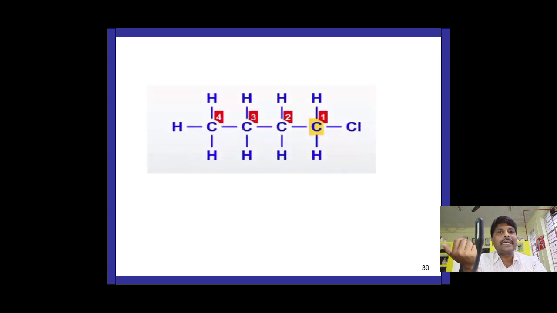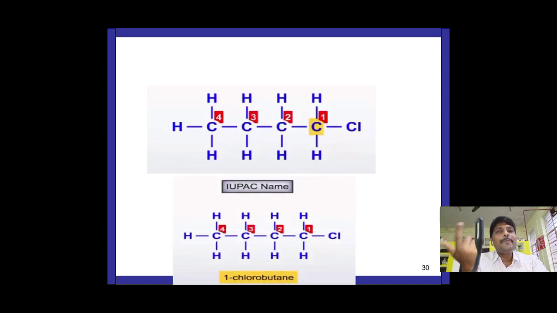Let's see the next example, the second example. Here, how many carbons are there, students? Yes, four: 1, 2, 3, 4. The highlighted yellow carbon is the halogen-attached one, so you start from that side: 1, 2, 3, 4. What is the root word? But. Any double bond? No. Any triple bond? No. So the ending is ane, butane. But a halogen atom is there. Which one? Chlorine. So the name is 1-chlorobutane, because the chlorine atom is present at the first carbon.